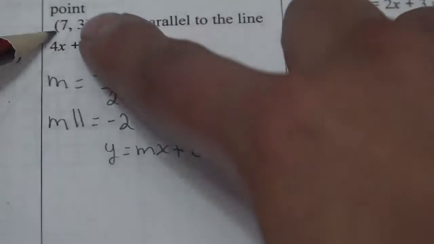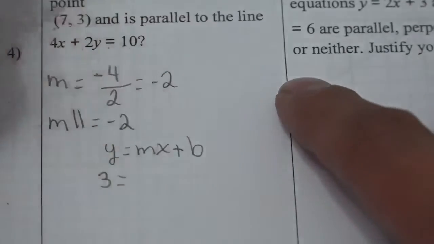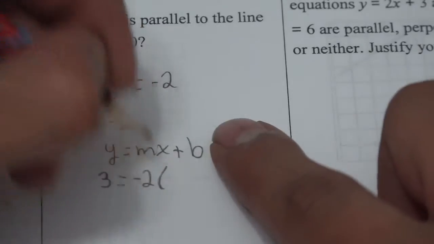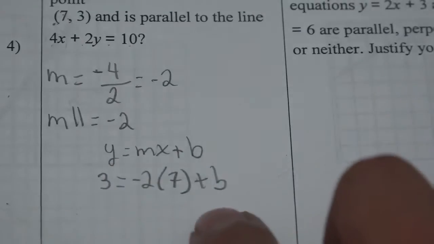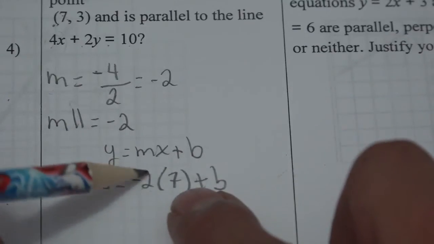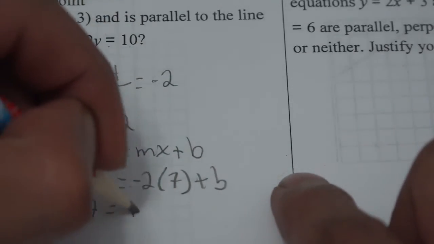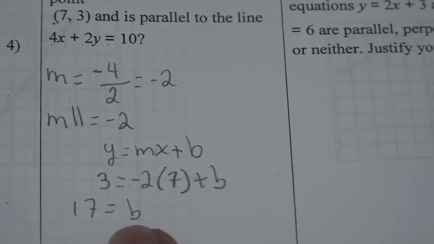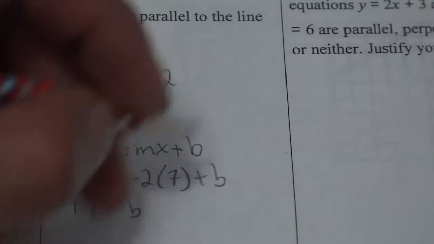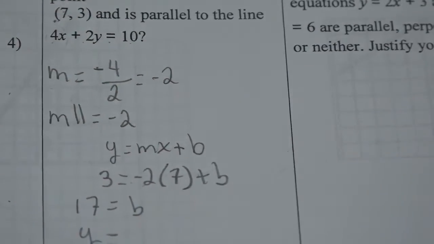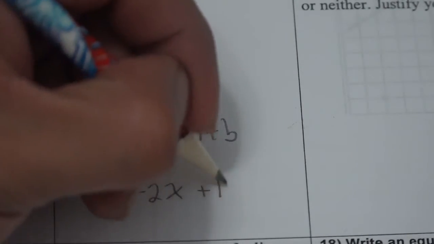And now I replace x and y. So 3 equals the parallel slope, negative 2, times x, 7, plus b. So I need to solve for b. Negative 2 times 7 is negative 14. That means I'm going to add 14 to both sides. So b, 17, is the y-intercept, and negative 2 is the slope. So my equation is y equals negative 2x plus 17.